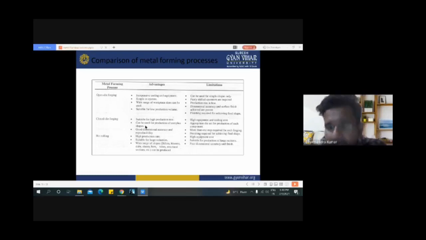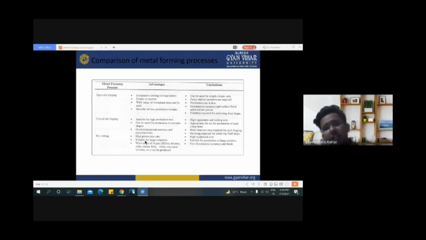The advantages of closed die forging are that it is suitable for high production rate, can be used for production of complex shapes, and gives good dimensional accuracy and reproducibility. Here are the limitations of closed die forging: high equipment and tooling cost, an appropriate die set is needed for production of each component, and more than one step is required for each forging. These are some limitations of closed die forging.